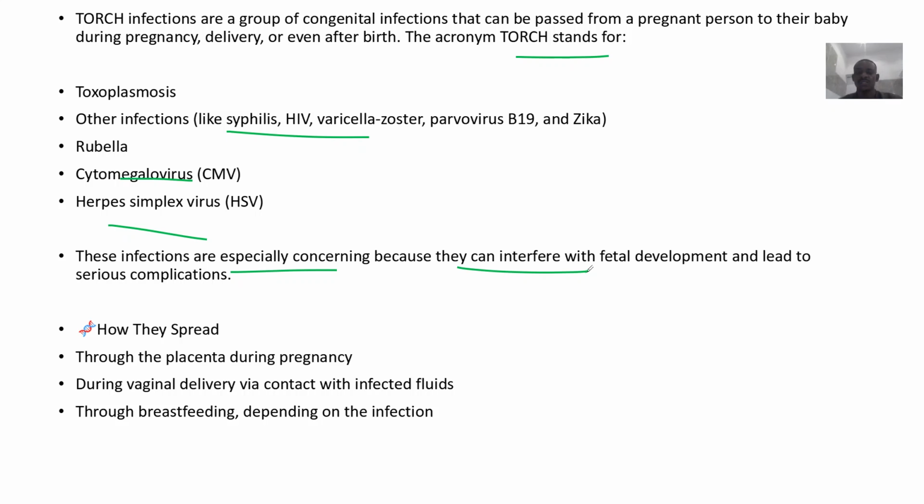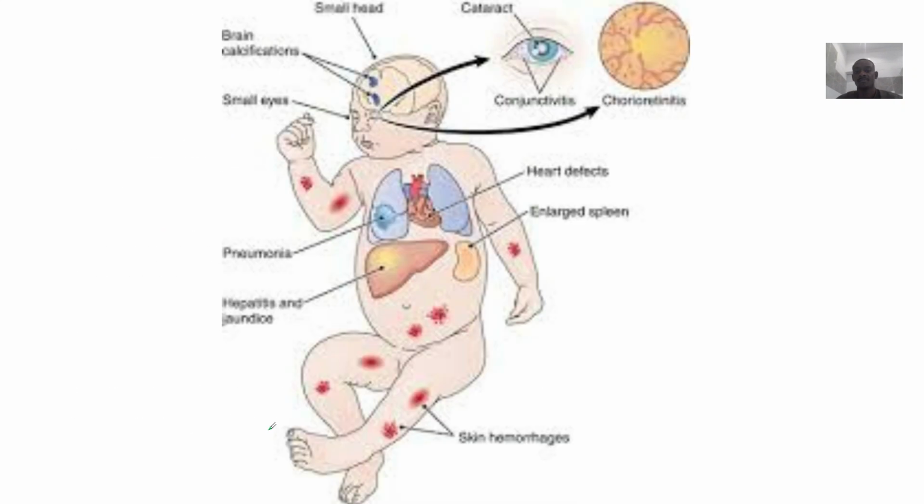Okay, so how are they spread? Through the placenta during pregnancy, through vaginal delivery, where there are wounds here and there as the baby is passing through the birth canal, and through breastfeeding too. So these are all complications that could come up in babies: brain malformations, small eyes, pneumonia, hepatitis and jaundice, skin infections, an enlarged spleen, heart defects, a lot of things.